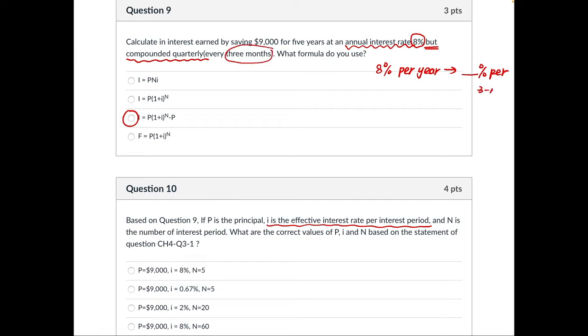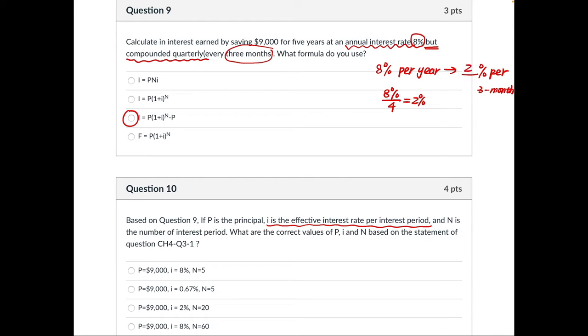So what is the interest rate per 3 months? It's going to be 8% divided by 4, because every year you compound it 4 times. So it's going to be 2%. Okay, so I is 2%.